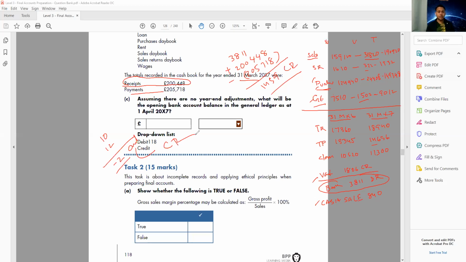All right. So any question from here so far? From this incomplete records, whatever we have discussed, any question from here so far before we move to question number 2? That will be for 15 marks.